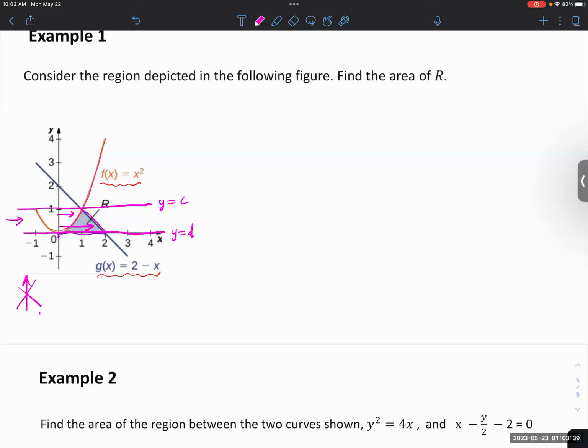So when you look at the function horizontally, definitely the purple height is higher than orange. So therefore, we are going to take the integral with respect to the y-axis, okay? So let's find out the intersection points between them in terms of y.